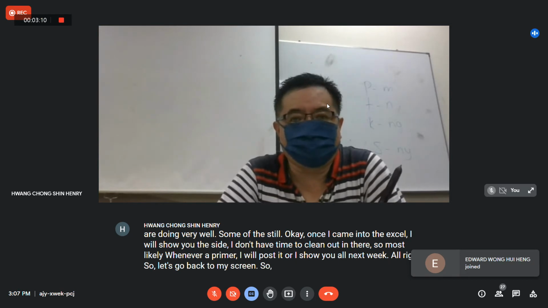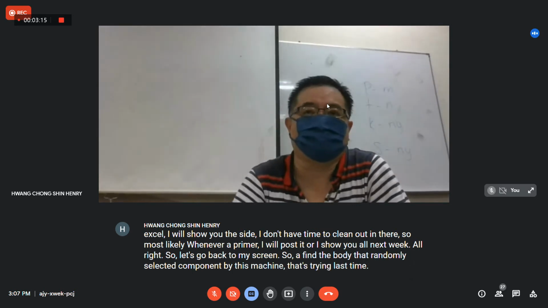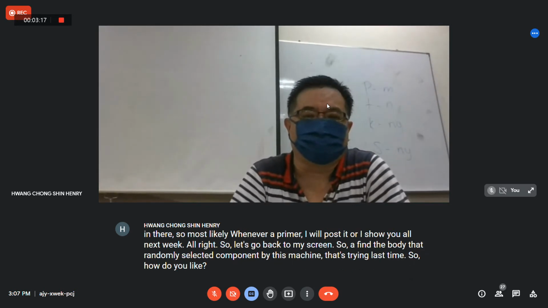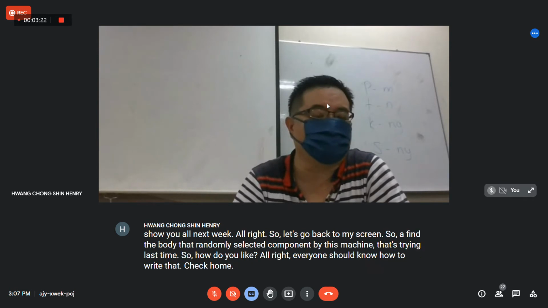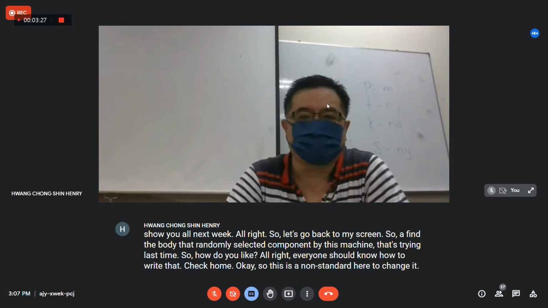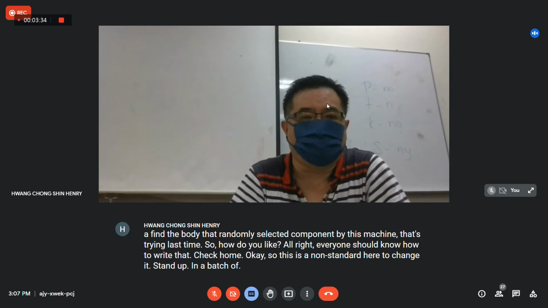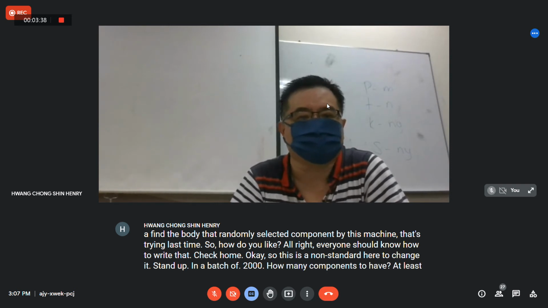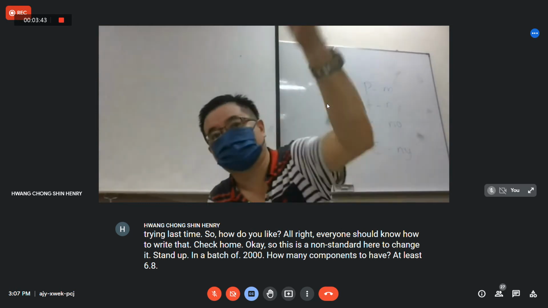So A, find the probability that a randomly selected component by this machine has length less than. So how do you write? By right, everyone should know how to write a short form. Okay. So this is non-standard. You have to change to standard. In a batch of 2,000, how many components to have at least 6.8? Number 1, right?